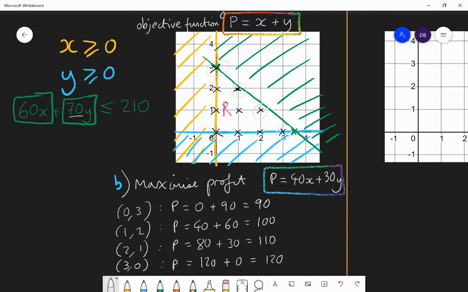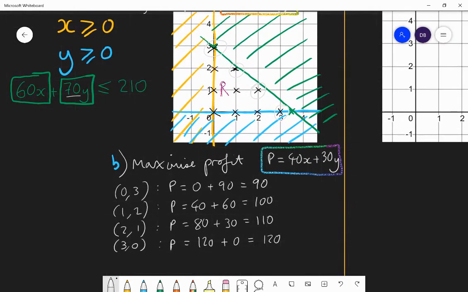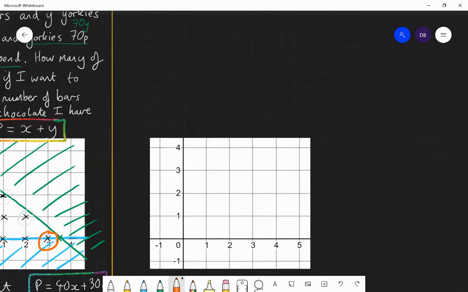So that's 120p profit. So clearly, the value that maximizes my profit is that point on the graph, and it's the point where I buy 3 Mars bars and no Yorkies. So what you should do to maximize your profit is buy 3 Mars bars and sell, sell, sell. Okay? Right. What I want you to do now is have a go at your own problem.